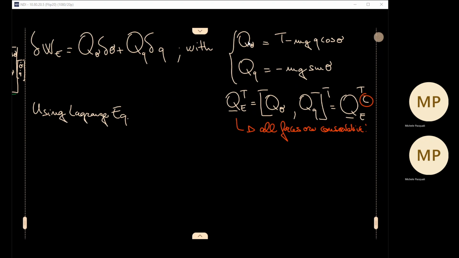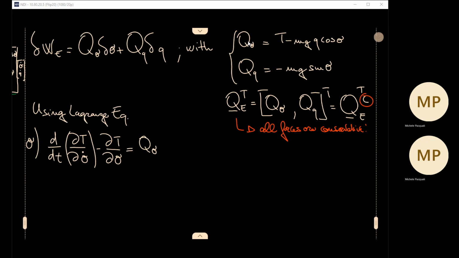Now, all we have to do is derive, and that's it. So if we derive with respect to theta, the first of the two generalized coordinates, we get d over dt of dT over d theta dot minus dT over d theta. You see, now we are using it in a different form, the one that we have seen previously, of delta W equals Q theta delta theta, right? And then for the second equation, we just have to take the second derivative.